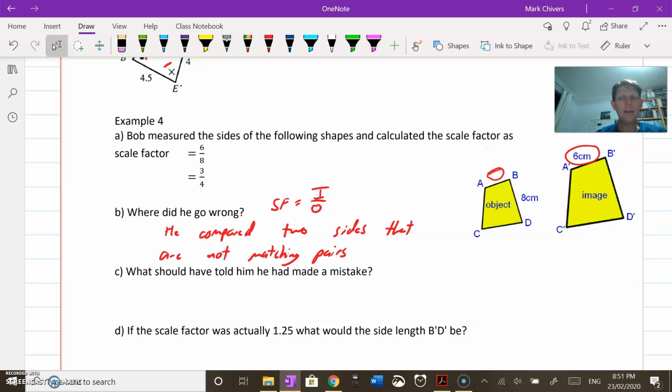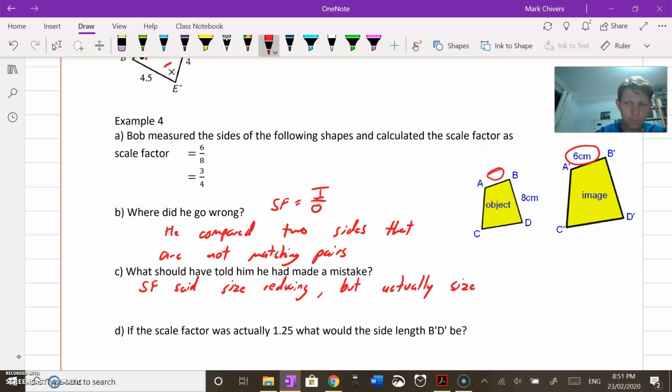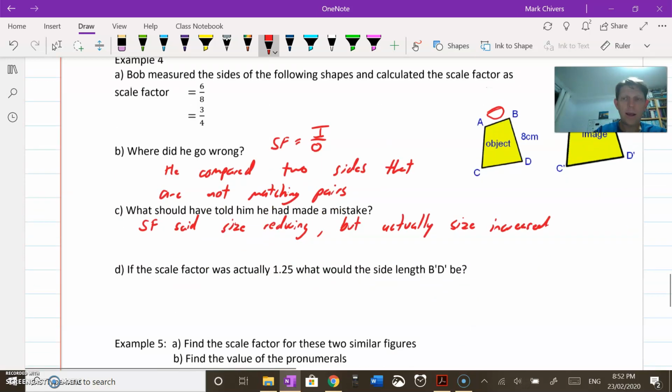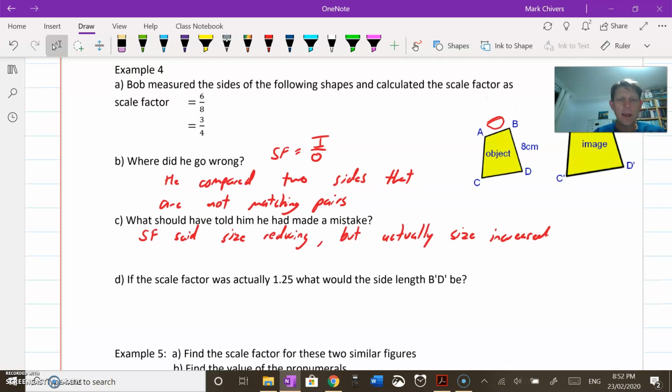So the fact that his scale factor said it was reducing, but actually the size increased. Okay, that should have pretty much told him what was going on. If the scale factor was 1.25, what would the side length BD be?